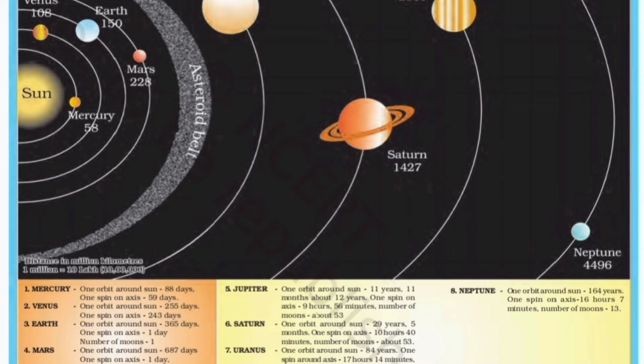Then Uranus, one orbit around the Sun, that is, revolution period, is 84 years. One spin around its axis, that is, rotation period, is 17 hours 14 minutes. Then the last one, Neptune, one orbit around the Sun, that is, revolution period, is 164 years. One spin on its axis is 16 hours 7 minutes. Number of moons is 13.